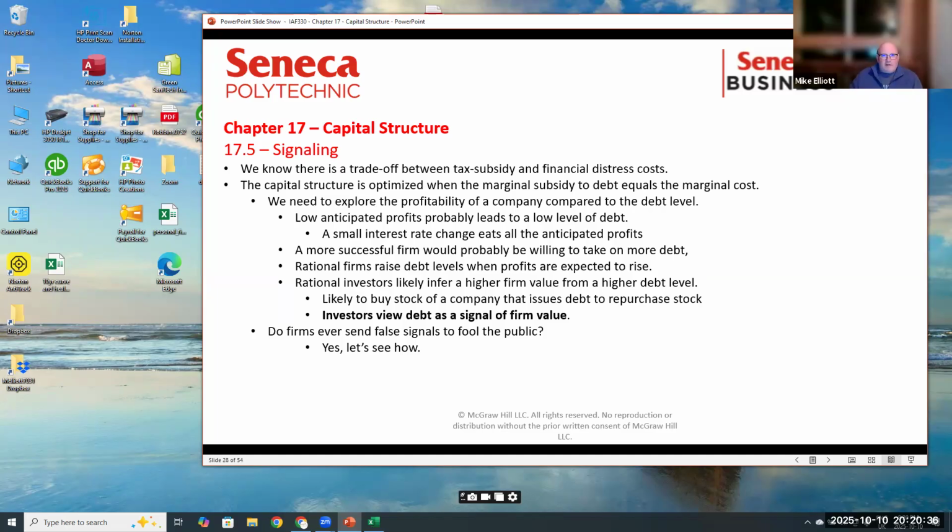We know that there's a trade-off between tax subsidies and financial distress costs. What we don't know is the impact when we do something.